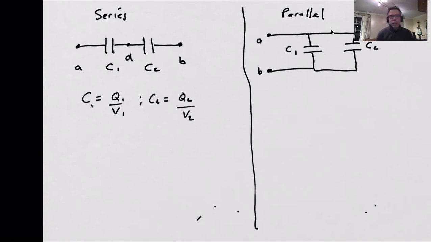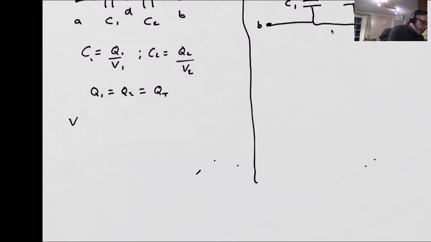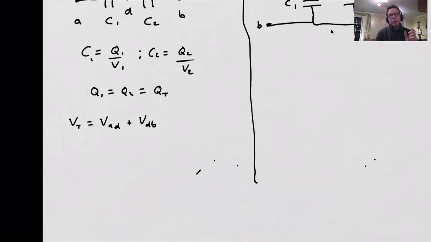But we said these are friendly capacitors, so what do we definitely know? Q1, everything that goes through 1 has to go through 2, and so we can just call overall Q total, okay? By the same token, V total is the potential difference it took to go from A to D, plus the potential difference to go from D to B. Namely, we made 2 stops, we had to pay 2 prices, okay? In going from A to D, all that we do is go through capacitor 1, and in going from D to B, all we do is go through capacitor 2.